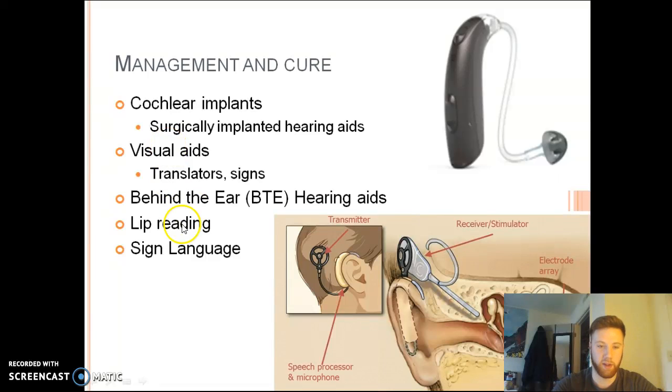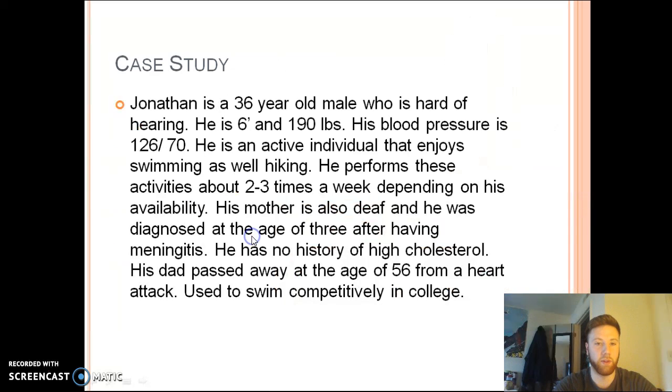Then people can use visual aids such as, again, translators, any kind of signs, a notebook, things to write things down. Then you have behind the ear hearing aids, which right here is the most common one that people use. And then you have things that they use such as lip reading and even sign language. So now we're going to get into the case study.